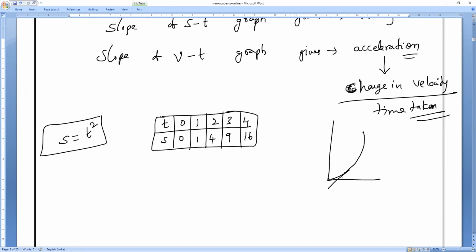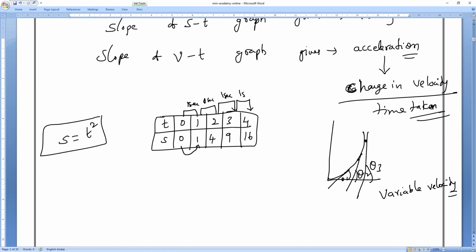So if I want to find it here, theta 1. Here, theta 2. Here, theta 3. So here, variable velocity or constant velocity? Variable velocity. Now verify 0 to 1. What is the difference in distance? Of course, the time interval is the same: 0 to 1, 1 second; 1 to 2, again 1 second; 2 to 3, again 1 second; and 3 to 4, also 1 second.